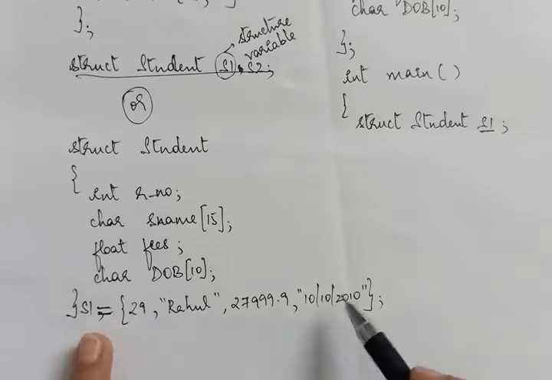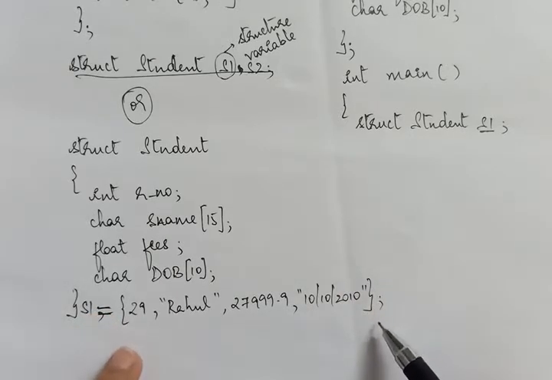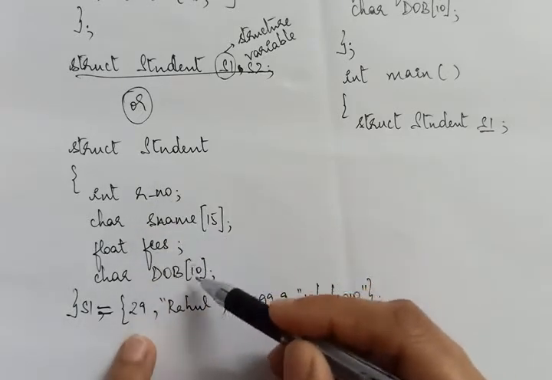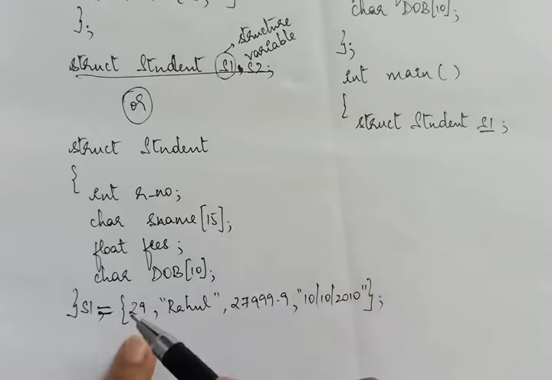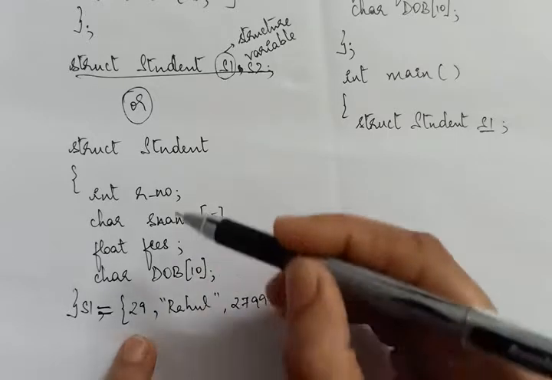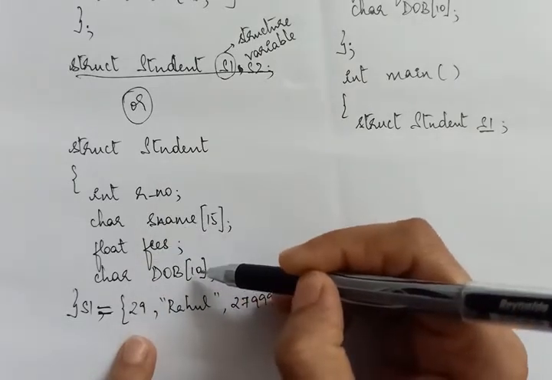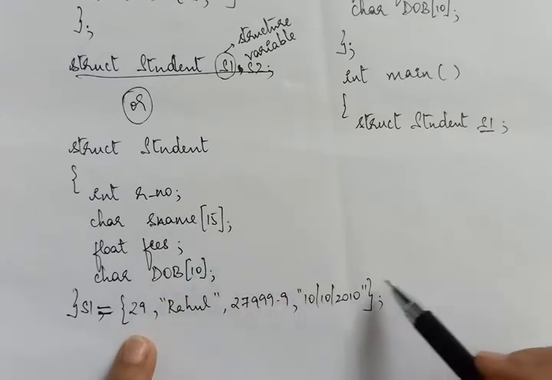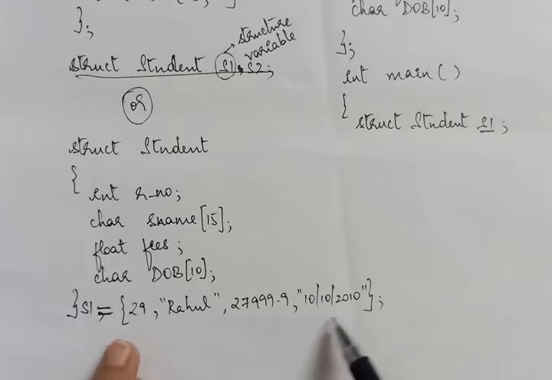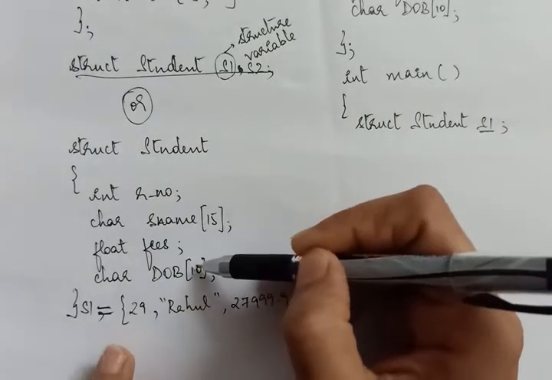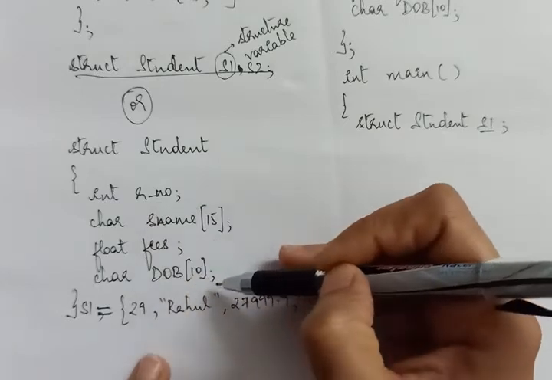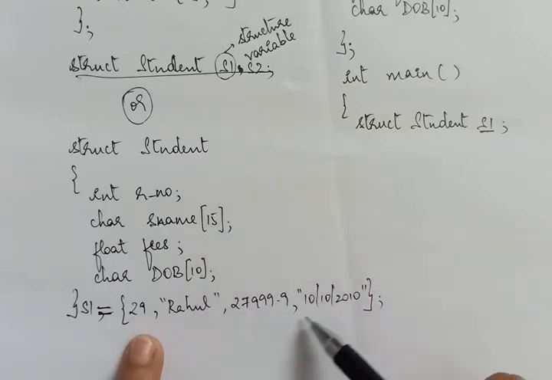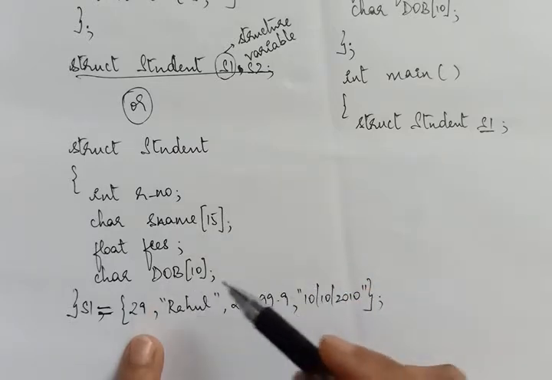So s1 is equal to, within a pair of braces, you will have to specify the values that you want to initialize to each of these structure member variables. It should be in the same sequence as you have declared the variables. You can't jumble, you can't first give the student name and then roll number, then date of birth. No, you can't jumble that. While you are initializing, it should be in the same order in which you have declared the member variables. So 29 is for roll number, Rahul is for the student name, and this is for the fees, and this date is for date of birth.